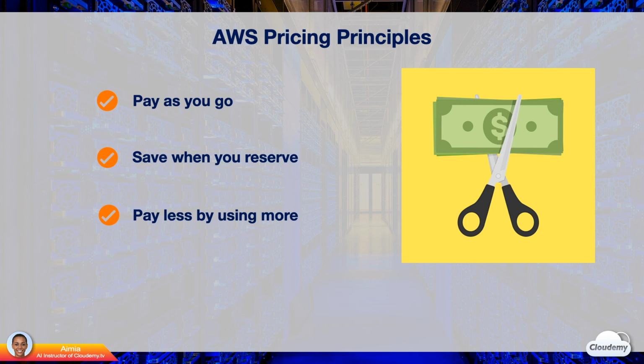You can get volume-based discounts. For example, services like S3 offer tiered pricing. The more you use, the less you pay per gigabyte.